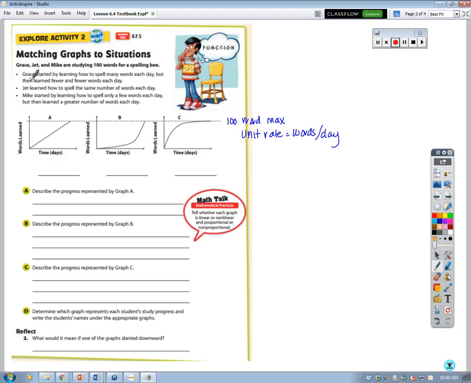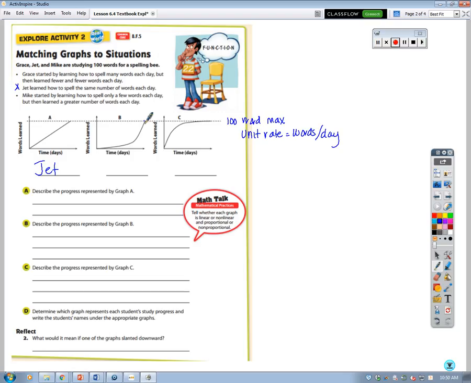So we look at Grace. She started by learning many, but then had fewer. Jet learned how to spell the same number of words each day. Well, that matches this one. So this one's going to be Jet's graph. So Jet is done. Then we've got this graph here that is very few words learned per day and then dramatically increases to many words learned per day.